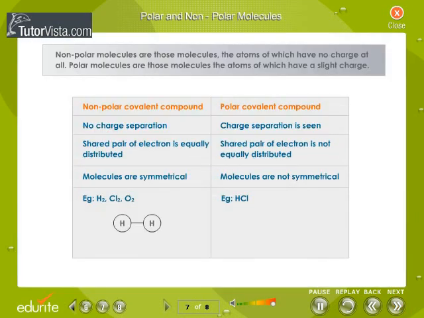Polar and nonpolar molecules. Nonpolar molecules are those molecules the atoms of which have no charge at all. Polar molecules are those molecules the atoms of which have a slight charge.